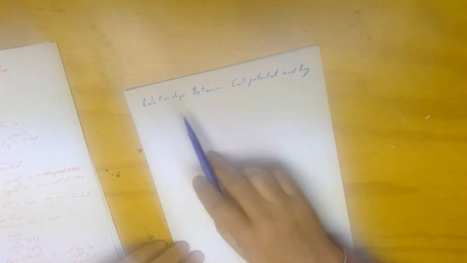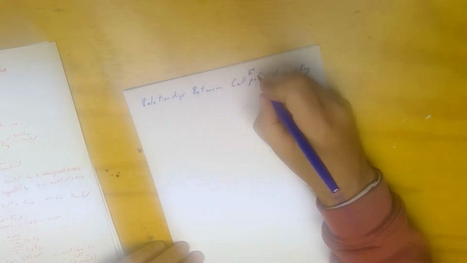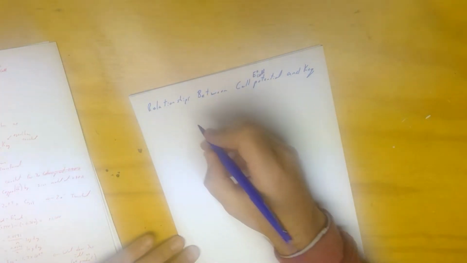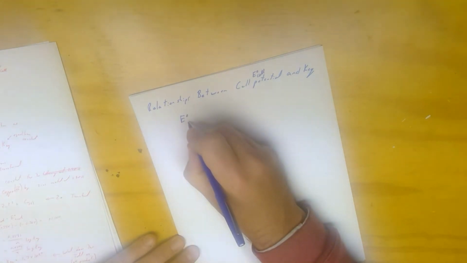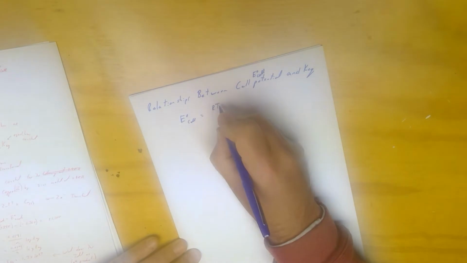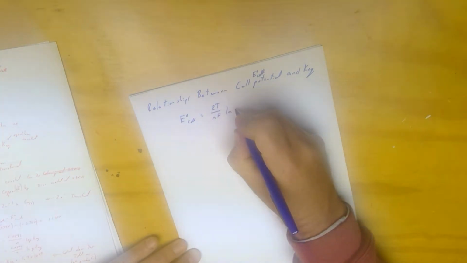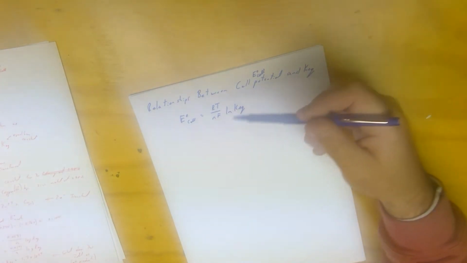So today we're going to start with the relationship between cell potential, or E0 of our cell, and KEQ, which is our equilibrium constant. And it actually is an equation. So E0 of our cell is actually equal to RT over NF ln KEQ. All right, now this actually can get simplified down because we know some things.